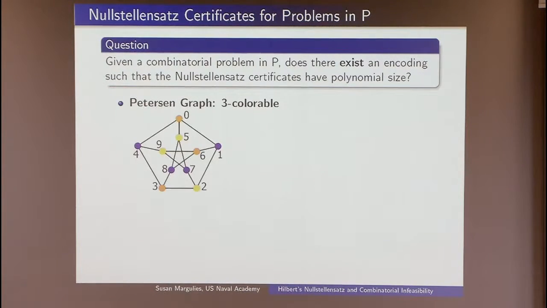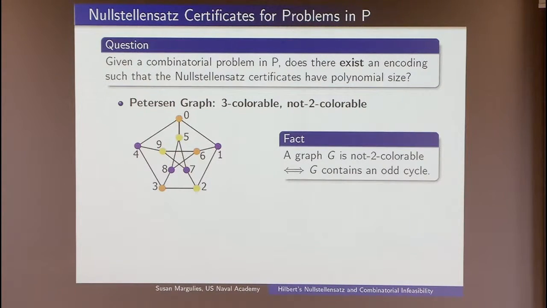So off we go. The Petersen graph is 3-colorable, as we know. Very easy to say. It's not 2-colorable. No problem at all. We all know that if a graph is not 2-colorable, it contains an odd cycle, and it won't bother us at all to realize that we can take that odd cycle and go directly to a Nullstellensatz certificate of non-2-colorability. A problem in P leads to very simple algebraic geometry.